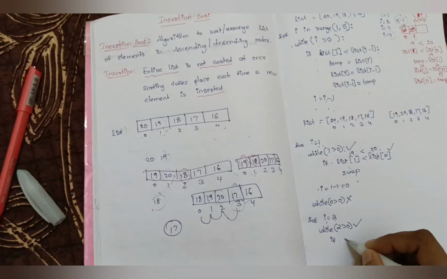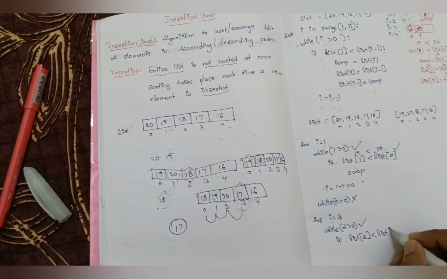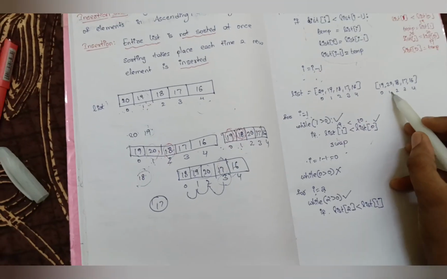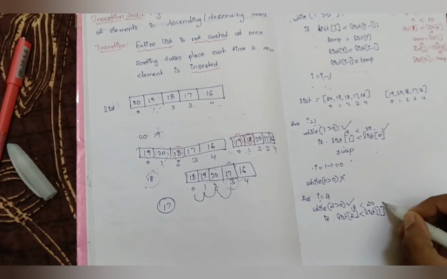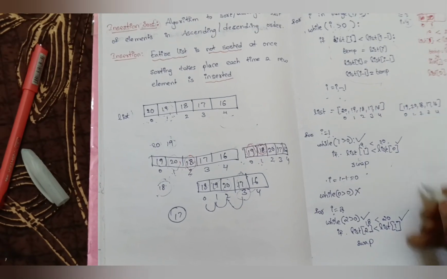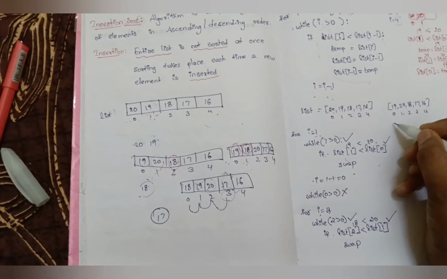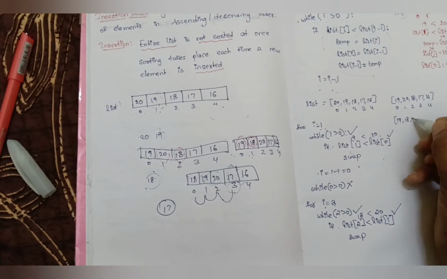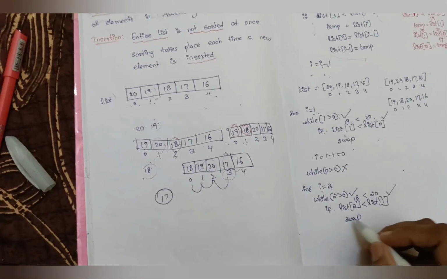After that we'll check if list of i value, list of 2, is less than list of 2 minus 1, that is 1. What is list of 2? List of 2 is 18. 18 is less than 20. Yes, so we'll do the swapping. Now the array will become, let me write it here, I don't know whether you understand it or not: swapping these two numbers, it will become 18, 20, 17, 16, with indexes 0, 1, 2, 3, 4. After that swapping happens.